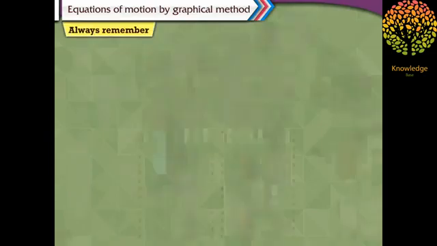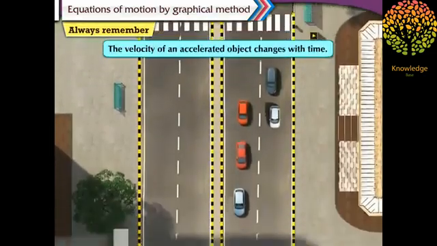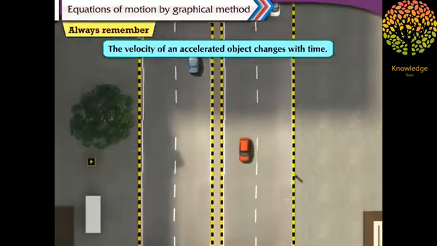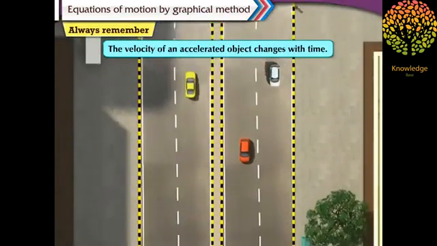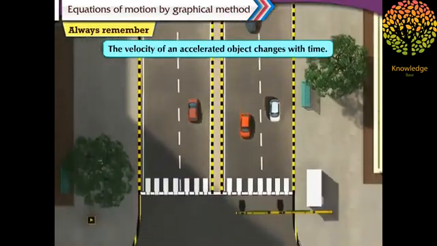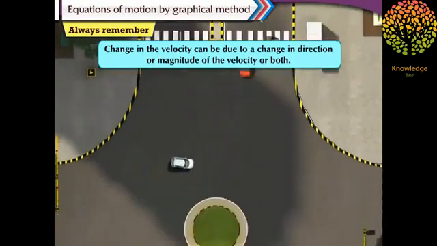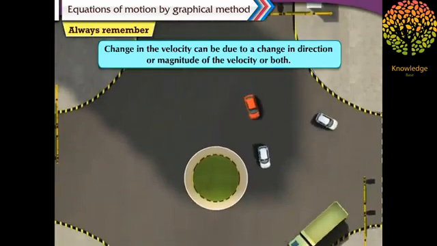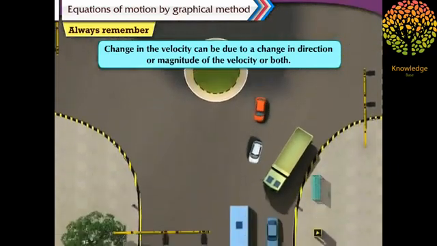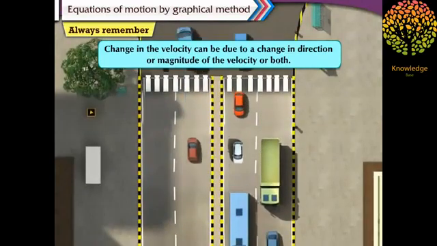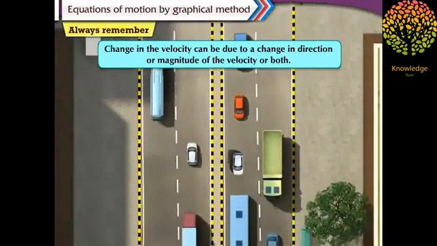Always remember, the velocity of an accelerated object changes with time. Change in the velocity can be due to a change in direction or magnitude of the velocity or both. Come, let us now understand about uniform circular motion.